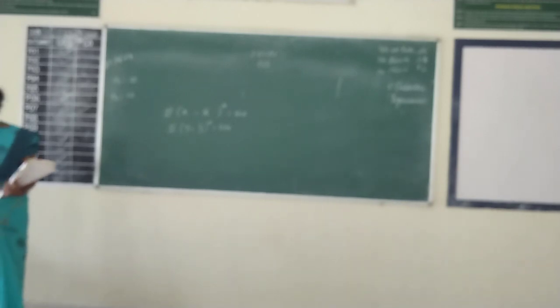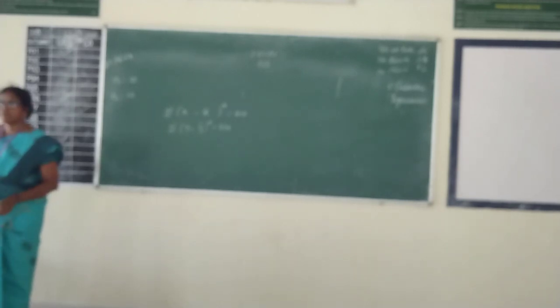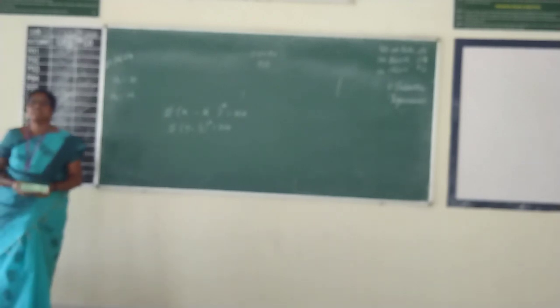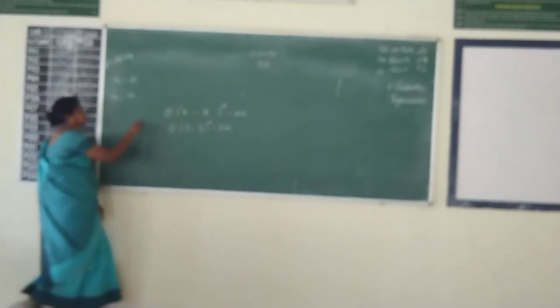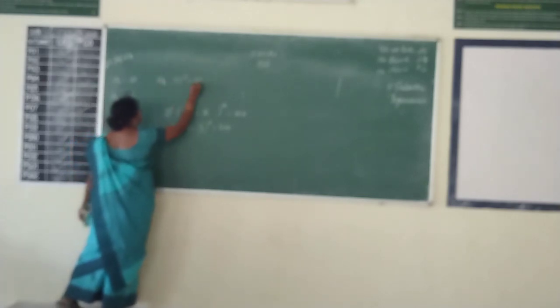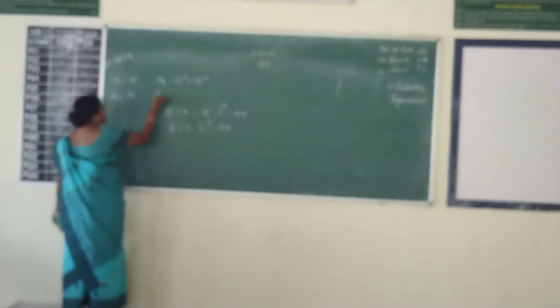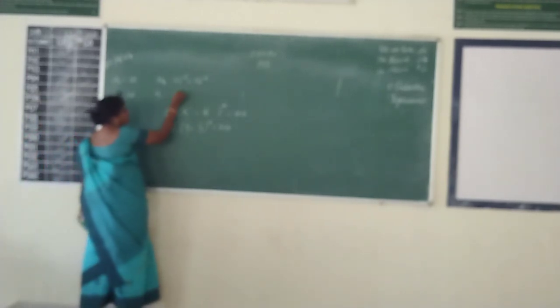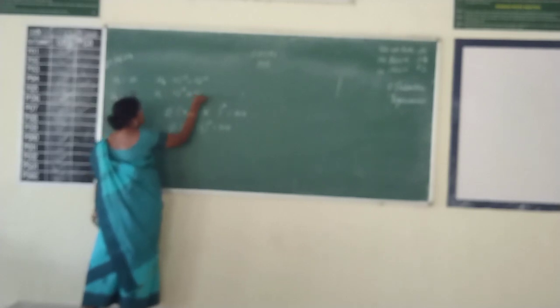Test whether the difference is significant. So we have H naught: sigma 1 square is equal to sigma 2 square. What will be H1? Not equal. So sigma 1 square not equal to sigma 2 square.